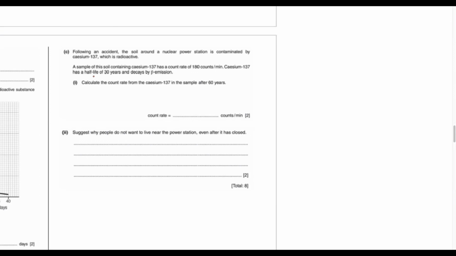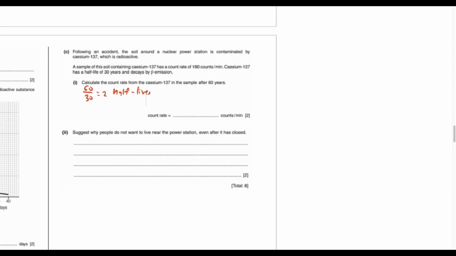Now let's see. Calculate the count rate from the cesium-137 in the sample after 60 years. Again, you can see this question has no background radiation, so it should be easier. Okay, so we just count like this. Initially, it has a count rate of 180 counts per minute. And how many half-lives are there? You take total time divided by half-life. So 60 over 30 equals 2 half-lives.